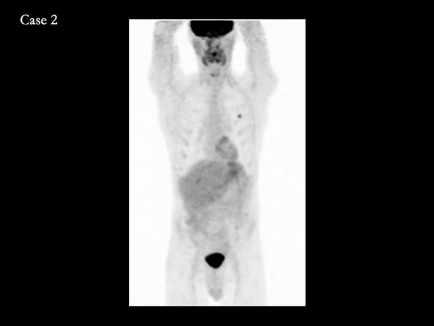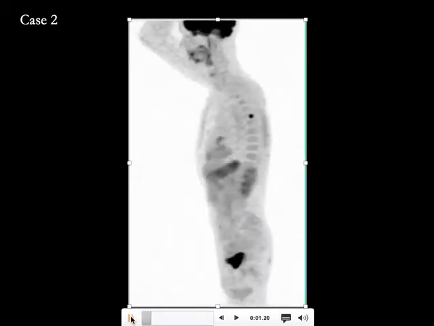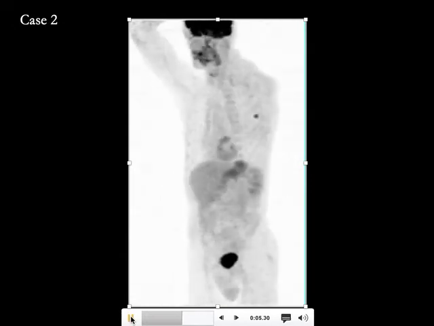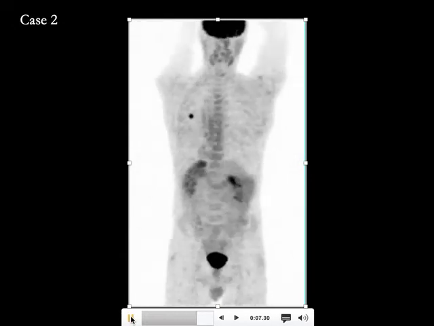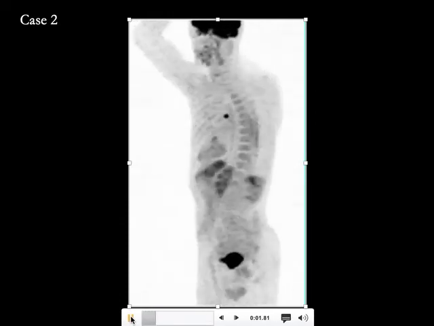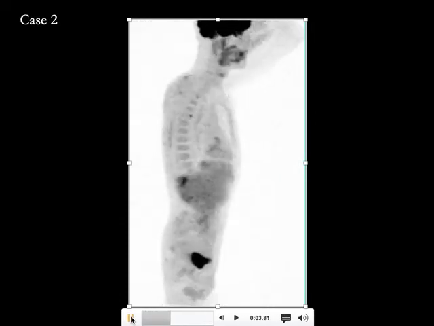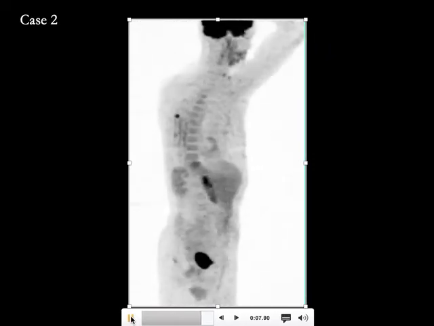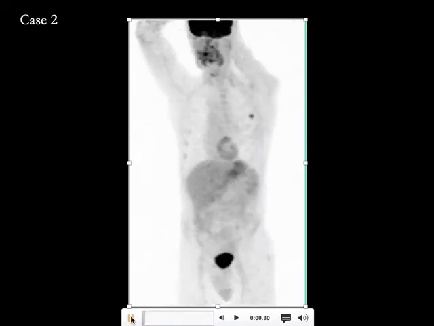Case number 2 shows a patient with a hypermetabolic left upper lobe lung nodule. Evaluation of lung nodules was the first approved indication for doing whole body scans with F18 FDG. We want to see focal hypermetabolism. Visually, the activity should be more intense than mediastinal blood pool activity, and SUV should be more than 2.5.